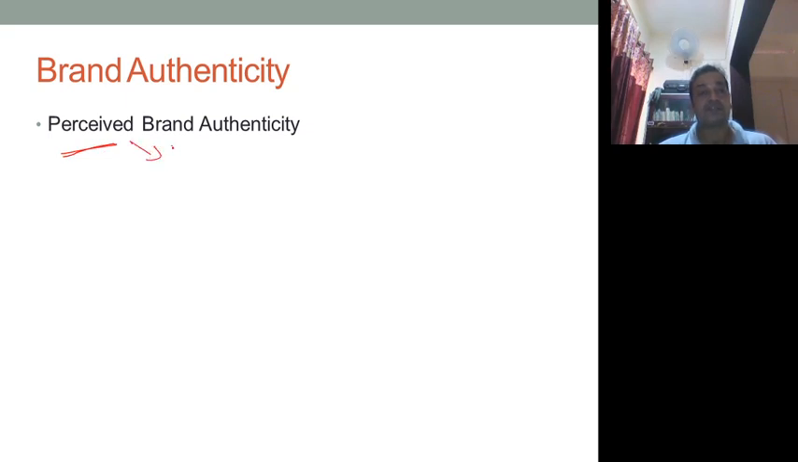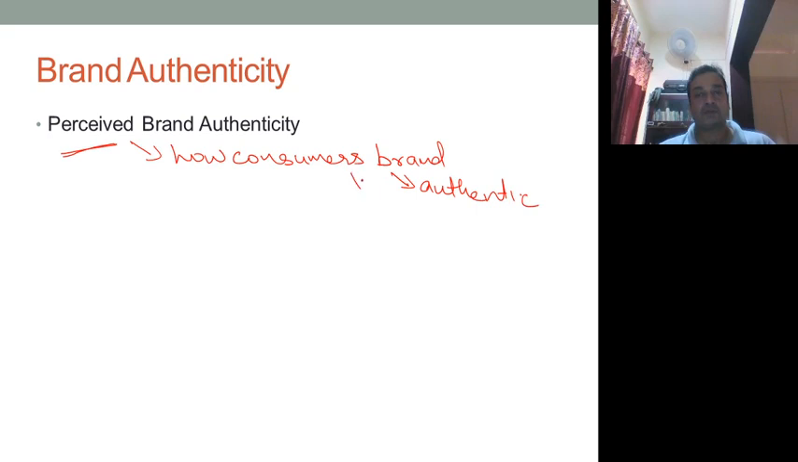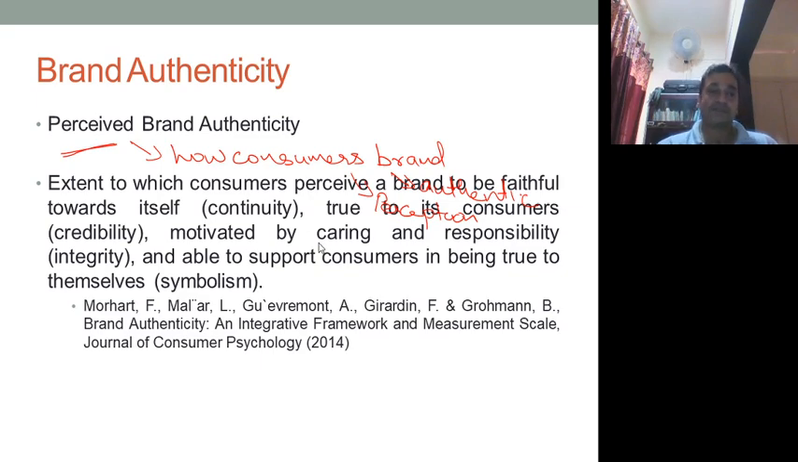How consumers perceive a brand to be authentic. So consumers' perception. And as we all know, marketers or brand managers' role is to build or create positive perception in the mind of the consumer. And let us look at how academicians and researchers define or literature defines brand authenticity. So, brand authenticity, it's a definition which I find very interesting.